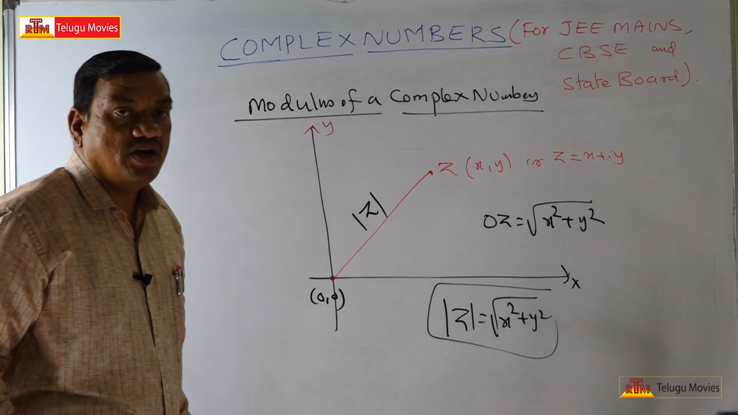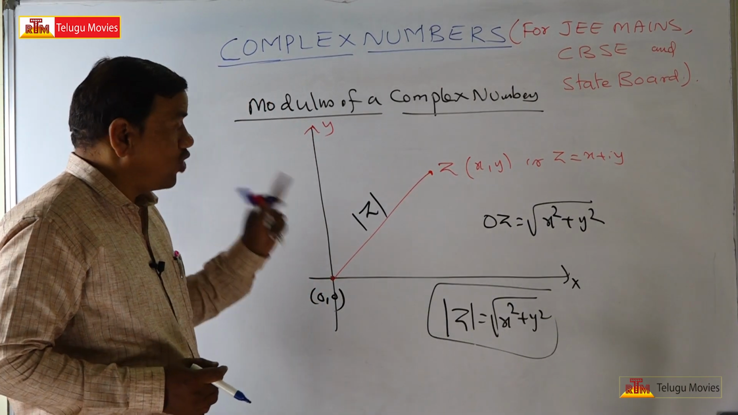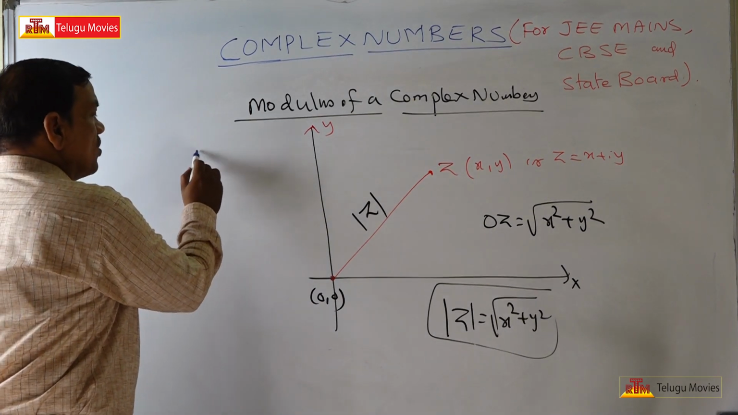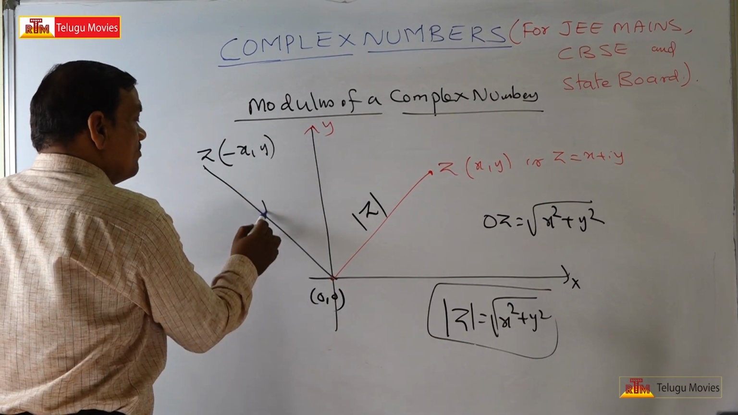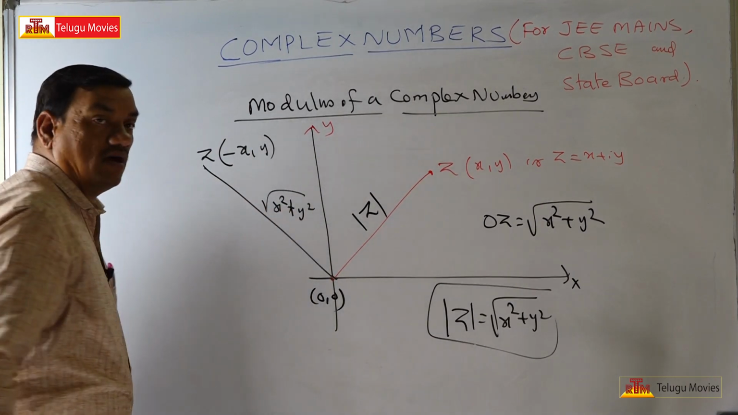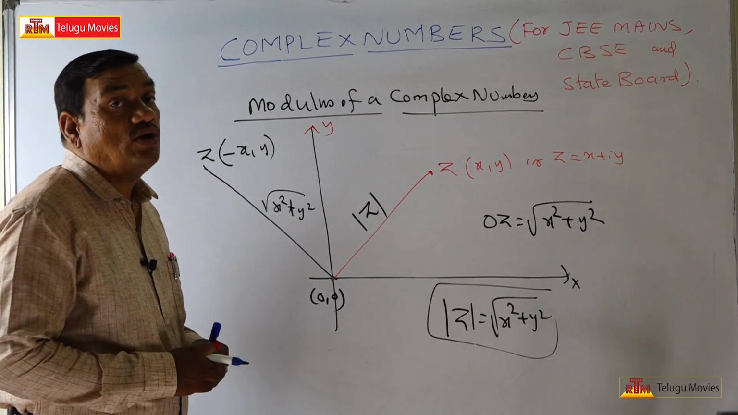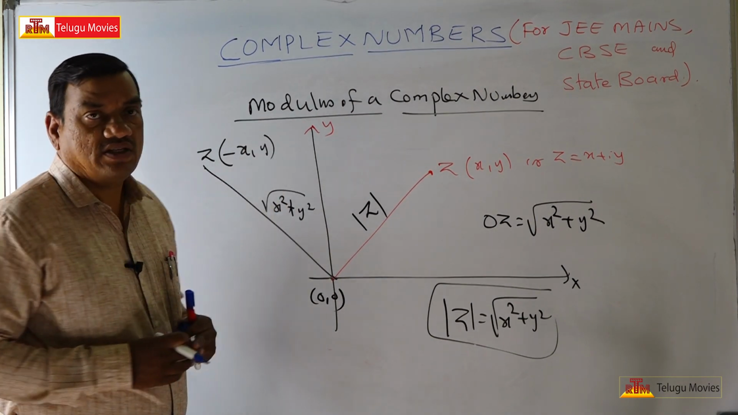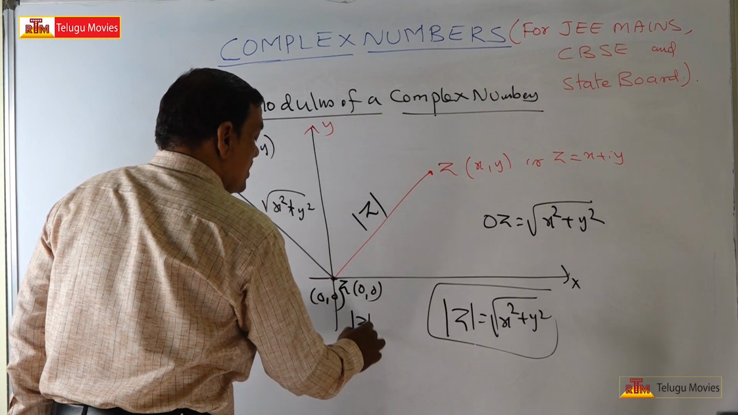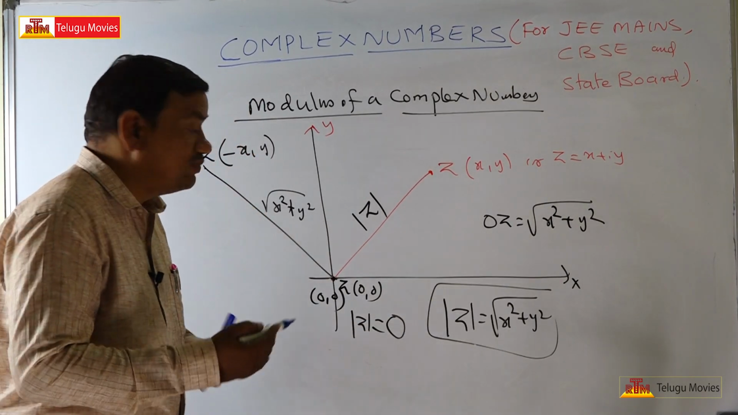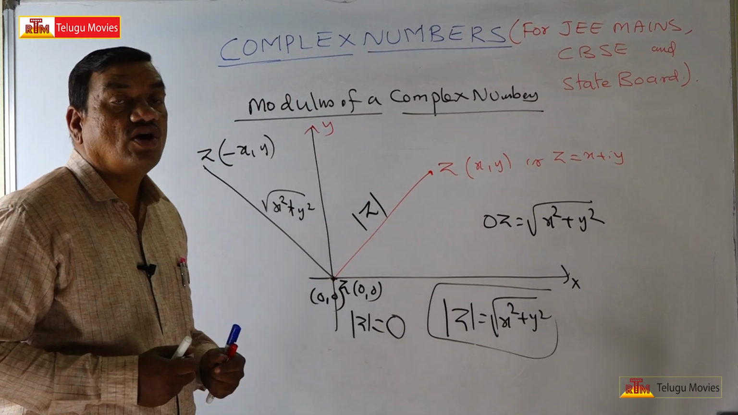Therefore, if z is (x, y), a complex number, its modulus is nothing but the distance of that point from the origin. For example, if your complex number is here, say (minus x, y), what is its distance? The same, root of x square plus y square. Understand this? Whatever that value may be, it gives the modulus of that complex number. If the complex number is at z equal to (0, 0), then the modulus of z is equal to 0, because the distance between these two points is 0. So this is the definition of the modulus of a complex number.